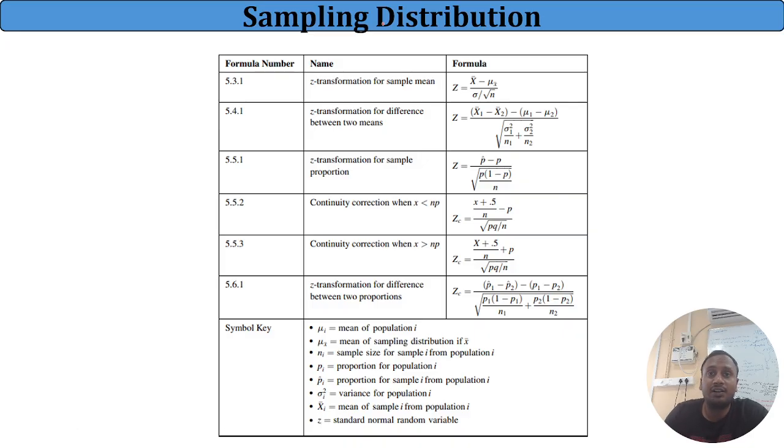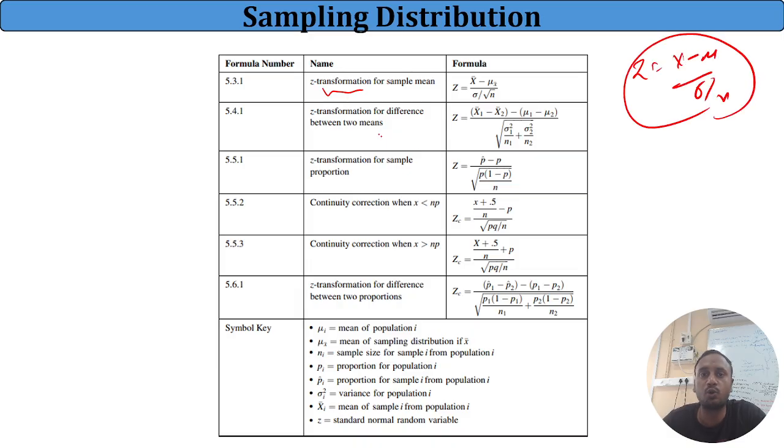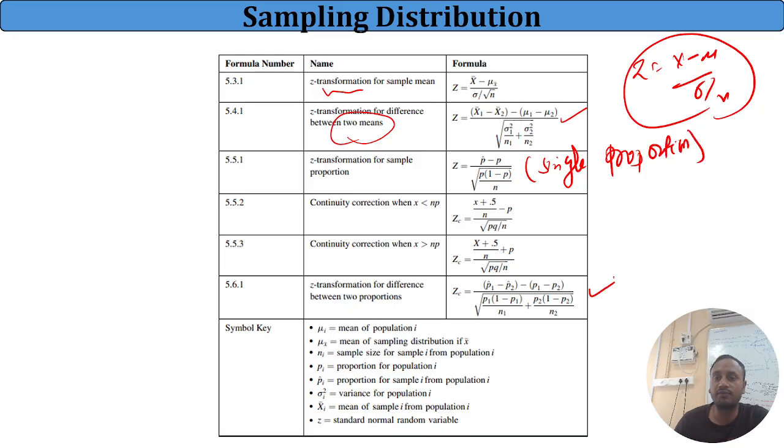Now we are going to summarize. For the z transformation for a single mean, we know that z is equal to x minus mu upon sigma by root n, as we have seen. If we have two different means, similarly we have done the z transform. For a sample proportion, this is for a single proportion, and this one is for two proportions.